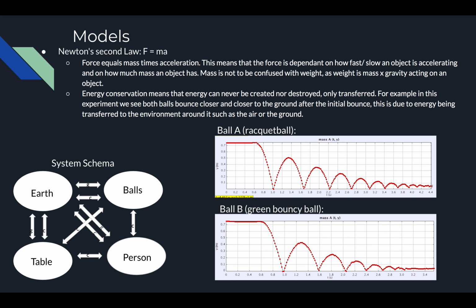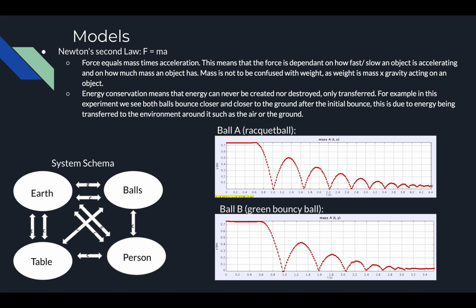For example, in this experiment, we see both balls bounce lower and lower after the initial bounce. This is due to energy being transferred to the environment around it, such as by air resistance or through friction to the ground. For our system schema, you can see that there's the Earth, which has gravitational influence on everything and is in contact with everything at a given time. The balls, which are influenced by gravity, and that's how we got our kinetic energy values, are also in contact with everything. The person initially pushes the ball off the table, and the table is the starting point for the ball.